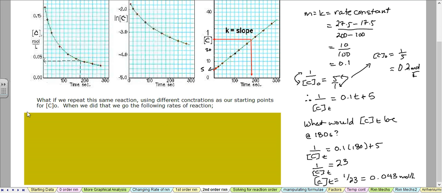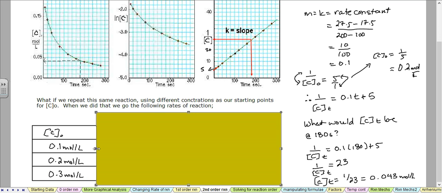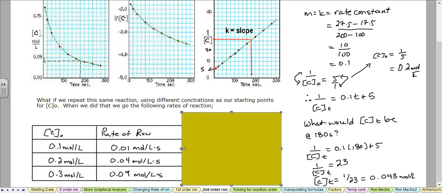Now, again, we're going to repeat the same reaction using different concentrations for your starting points. And let's take a look at what we find here. So these are my 3 initial concentrations, and I doubled and I tripled from what I started with. And my rates of reaction are vastly different than the last two. When I doubled my initial concentration, my rate of reaction went up by a factor of 4. When I tripled my initial concentration, the rate of reaction went up by a factor of 9.